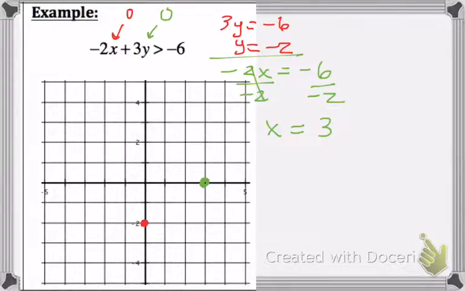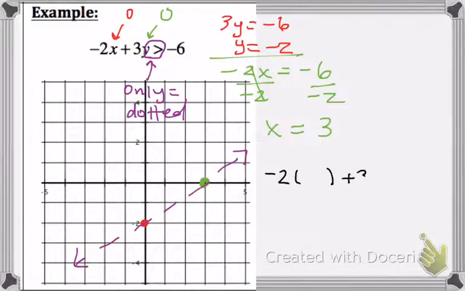So then we need to figure out, what is this telling me? Well, really, as is, the only thing it's telling me is that I have a dotted line. So I'm going to connect these with a dotted line. It does not tell me to shade above or below. I need to plug in my 0, 0 in order to decide that. So negative 2, I'm going to plug in, plus 3, plug in, and I'm really saying, is it greater than negative 6?